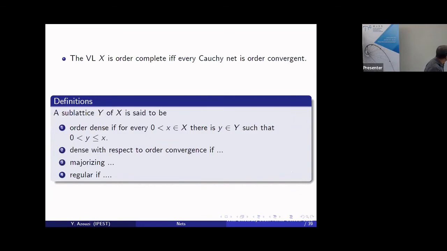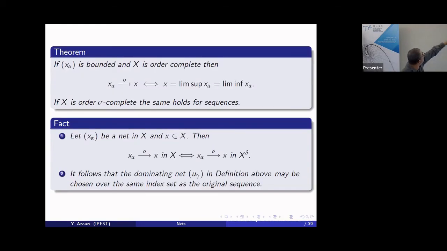Just a remark here. This theorem, the first one, shows that the dominated net seen before, indexed by another set, can be indexed by the same set if we work in the complete space. So it's usually beautiful to work in complete spaces.